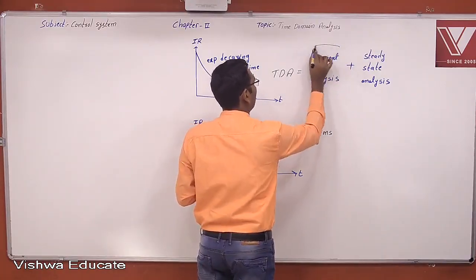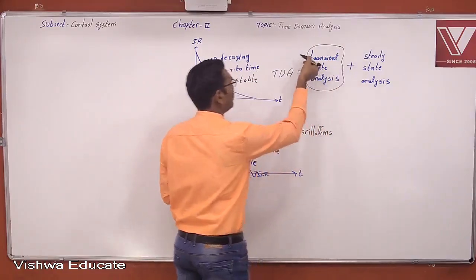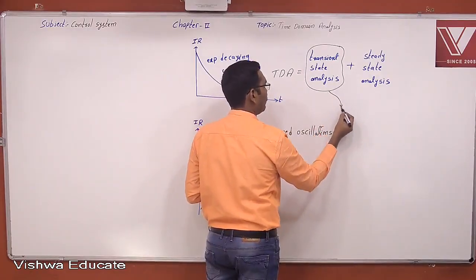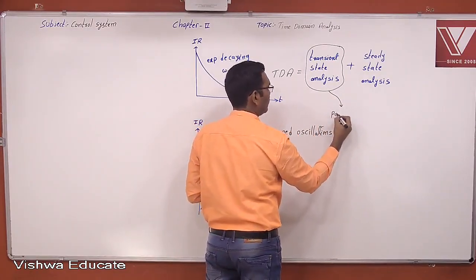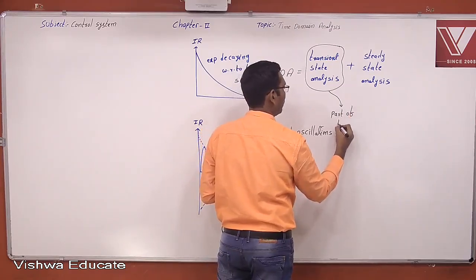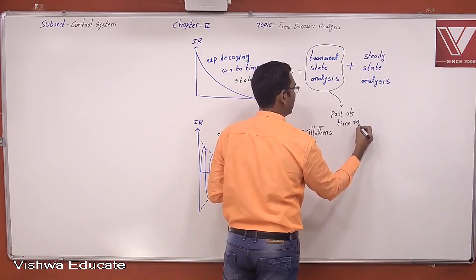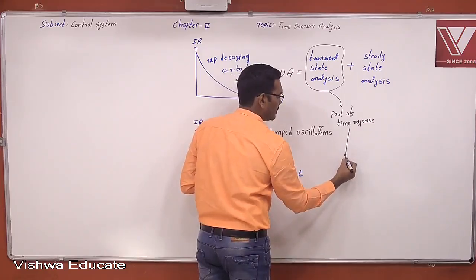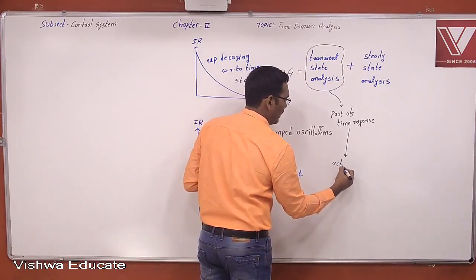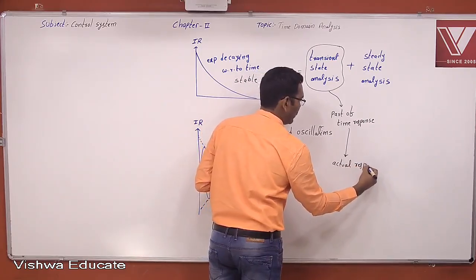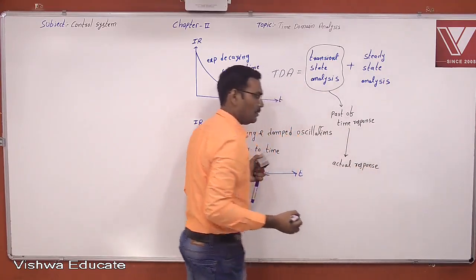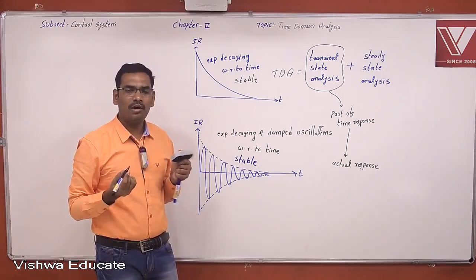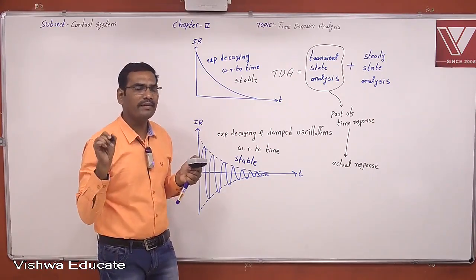The transient state analysis is nothing but a part of the time response. This is a part of the time response, no doubt, because we are concentrating on the time domain analysis, meaning time response. This deals with the actual, the natural response. Now students, you can get the response, the output, only when we are giving the input.